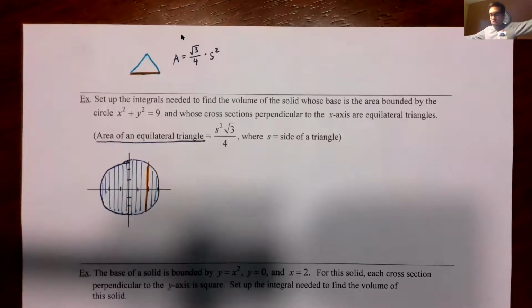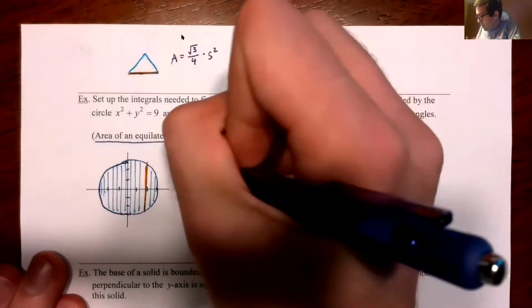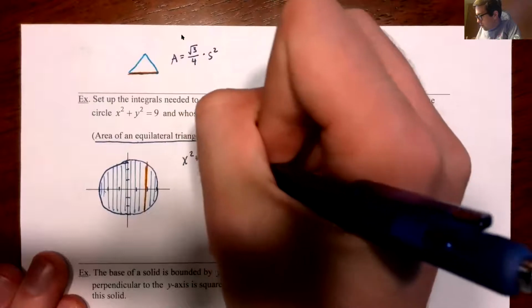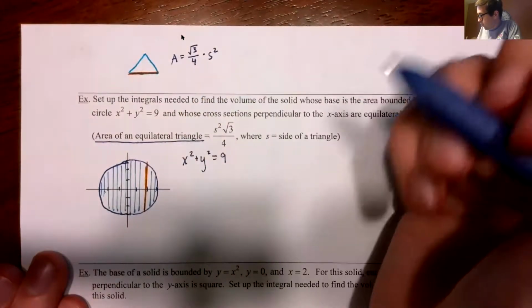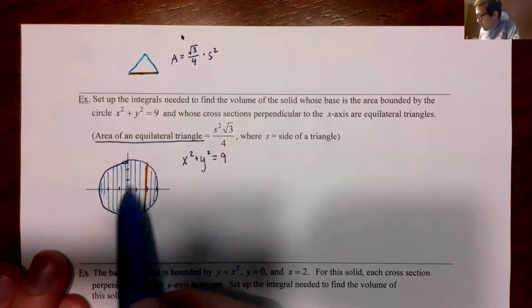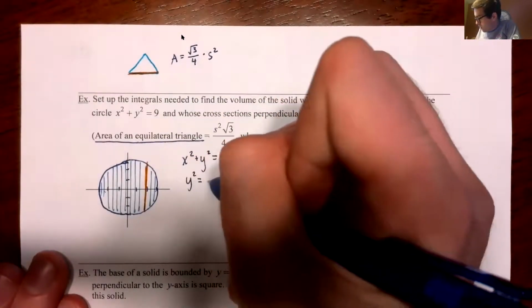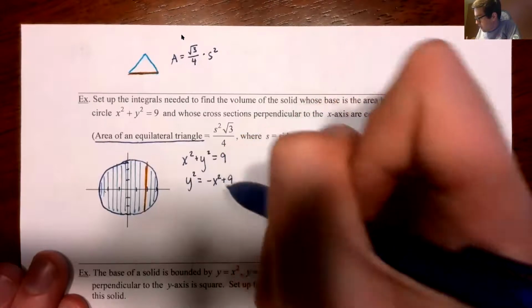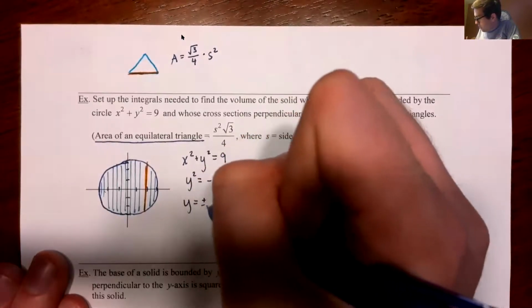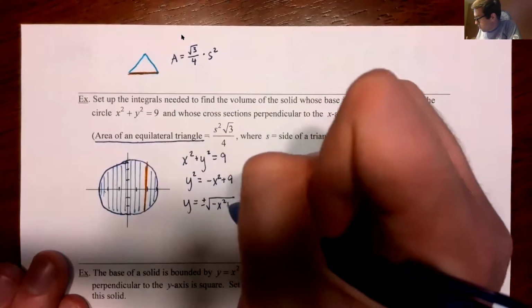But let's keep going. Okay, so the formula here was x squared plus y squared equals 9. We can't plug that into an integral, so I'm going to have to solve this for y, since we're going to integrate in terms of x. We got y squared equals negative x squared plus 9. Y equals plus or minus the square root of negative x squared plus 9.